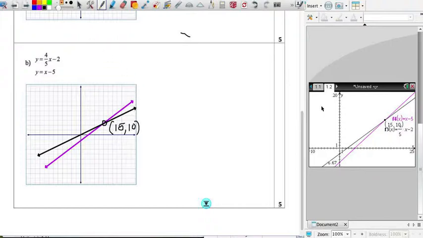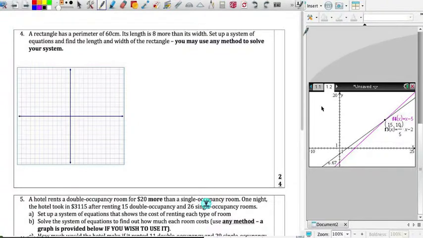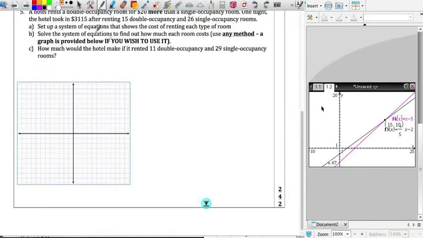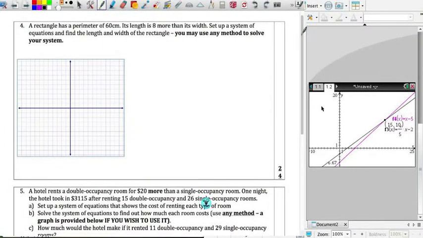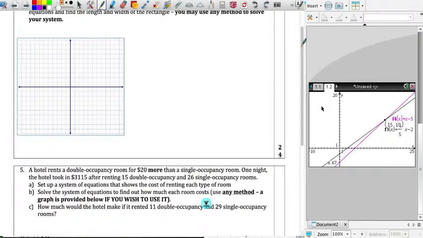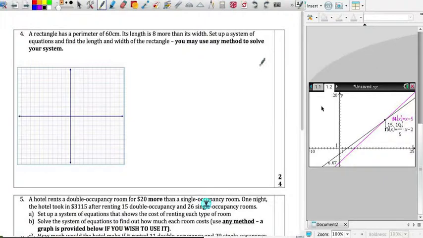Okay, and what we're going to do now is move on to the last page, hopefully. Yes, the last page of questions. These are word problems, and once we've set the word problems up, we have the choice, of course, of using any method. So these questions appear on the calculator paper because you can use a graphing method to solve them.